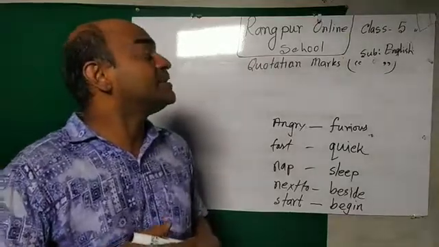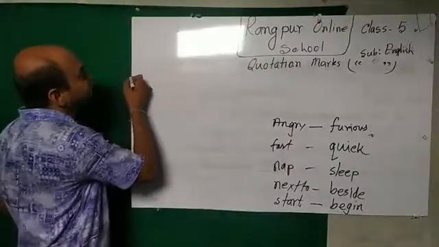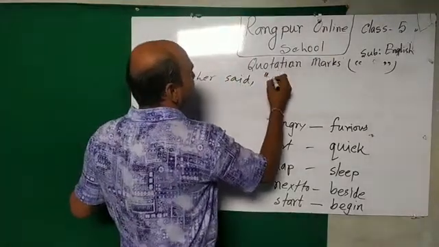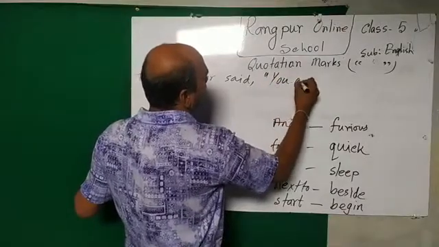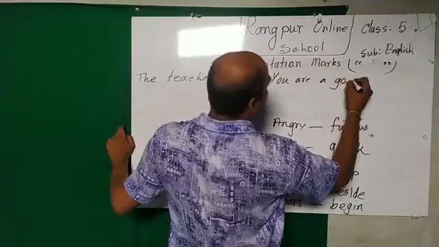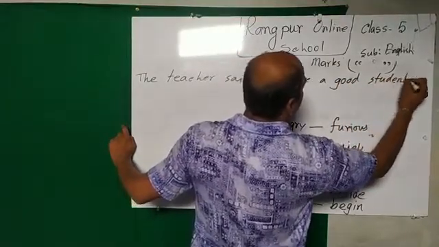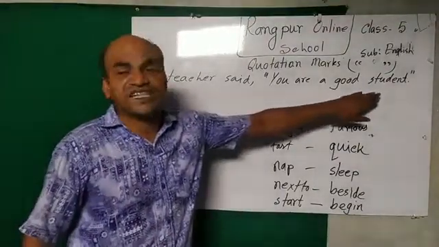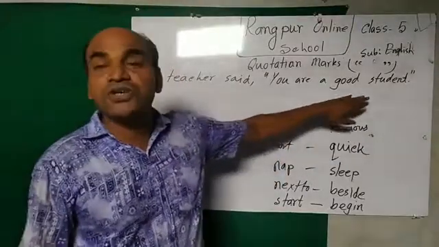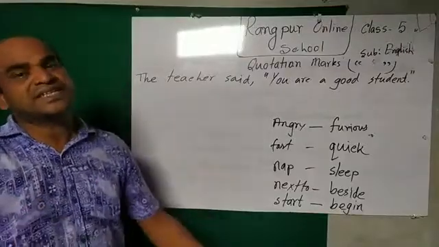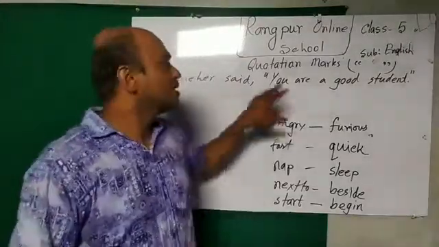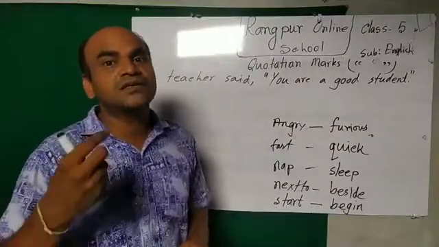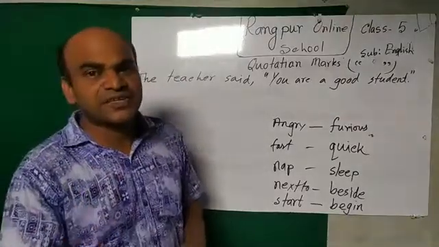Look at the example I have given you. The teacher said, "You are a good student." This is what the teacher said directly, and I show this in my sentence. This is the quotation mark, used to show what someone said.